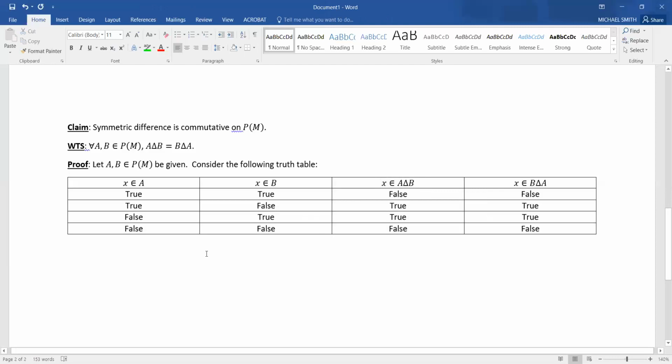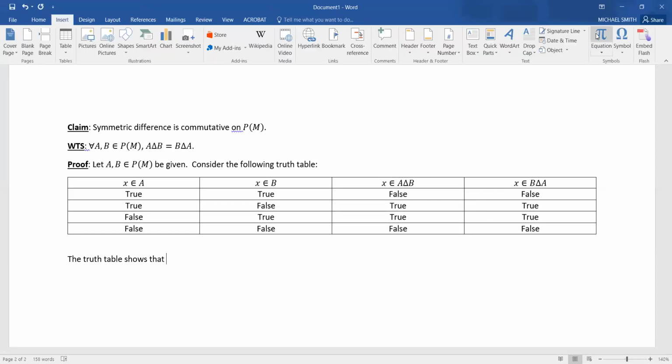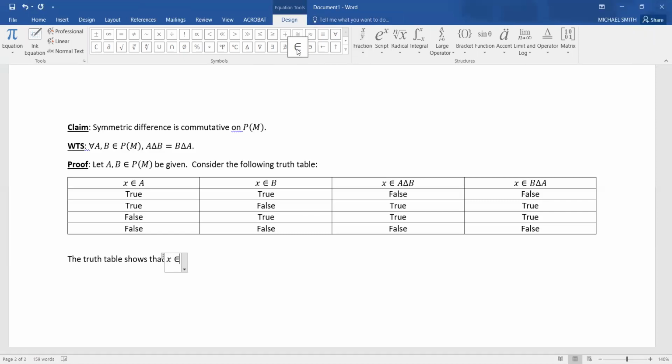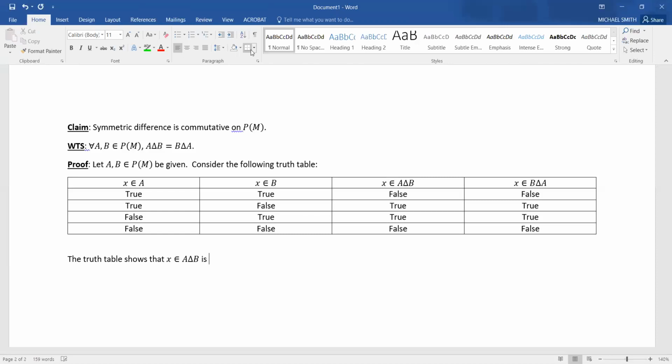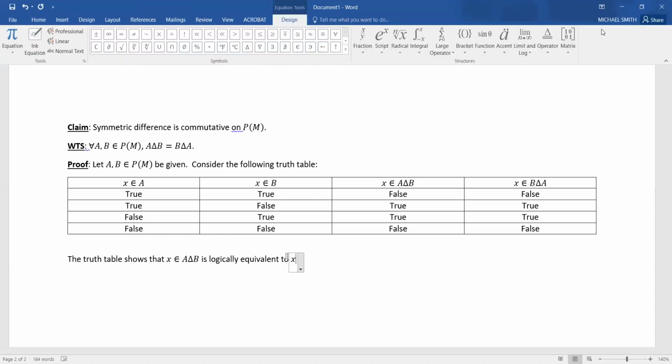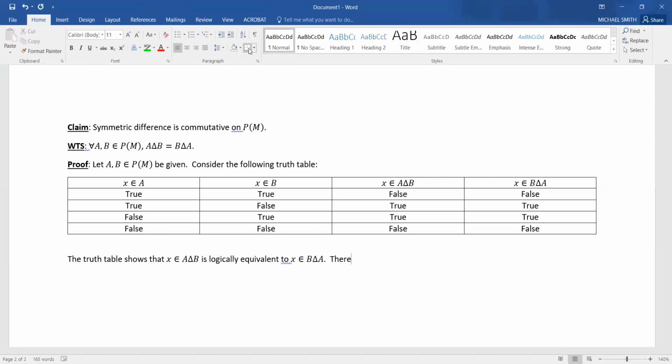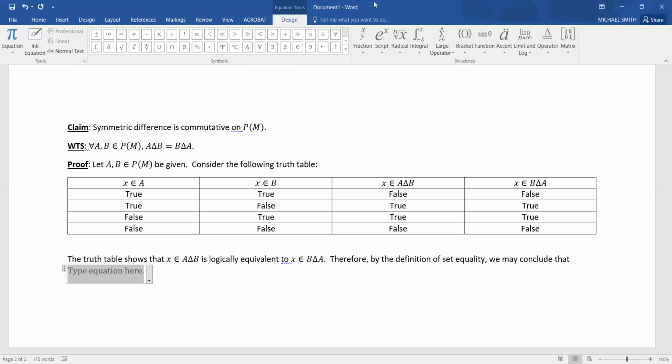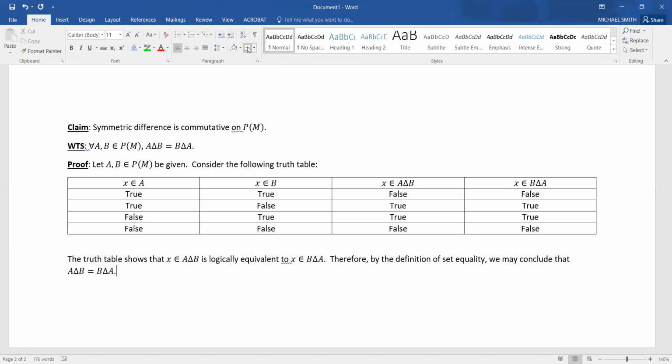So the truth table shows that x is a member of A symmetric difference B is logically equivalent to x is a member of B symmetric difference A. Therefore, by the definition of set equality, we may conclude that A symmetric difference B equals B symmetric difference A. And that ends the proof.